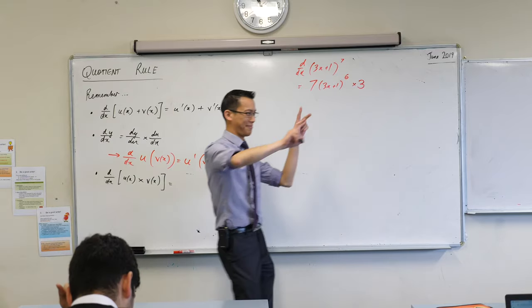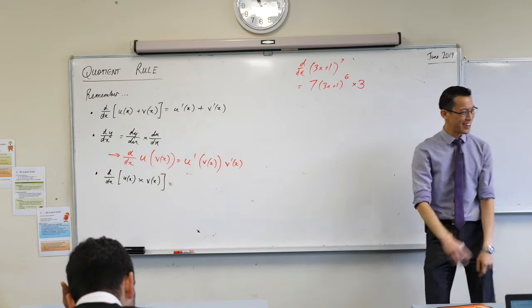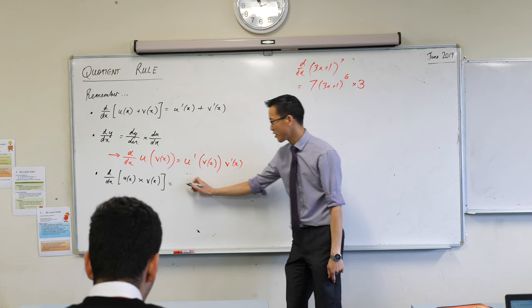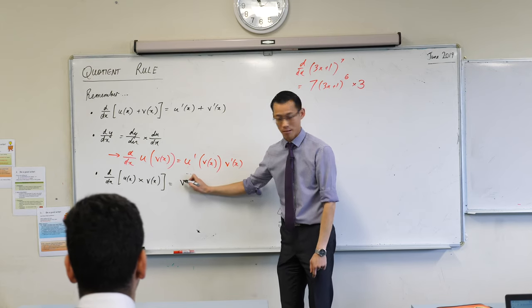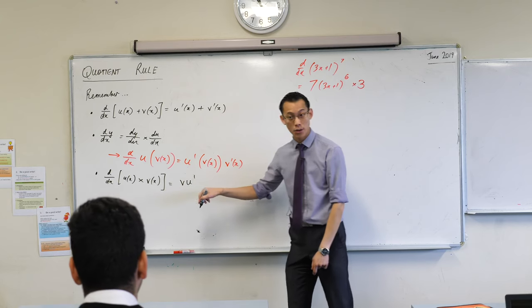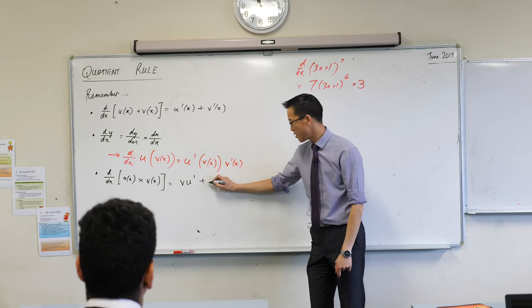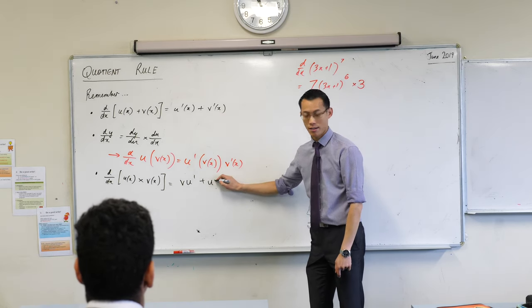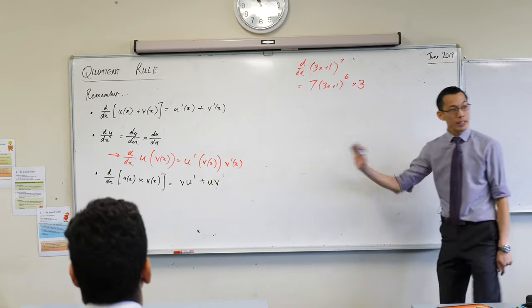This is what we call the vuv, right? After what the letters were in order. So if I just spell that out, the first thing is v multiplied by u dash, and there's a derivative there, that's important, plus the other function again, and then v dash. V dash. Very good.